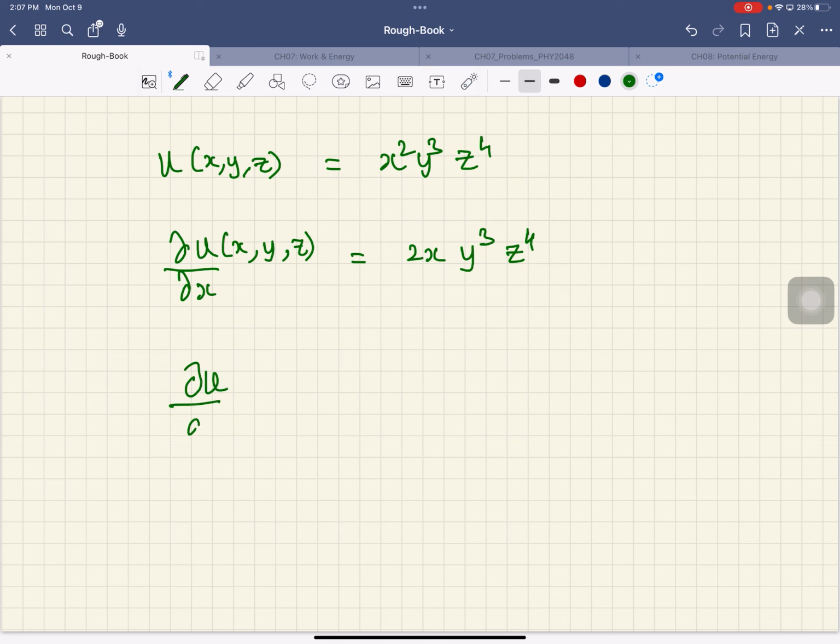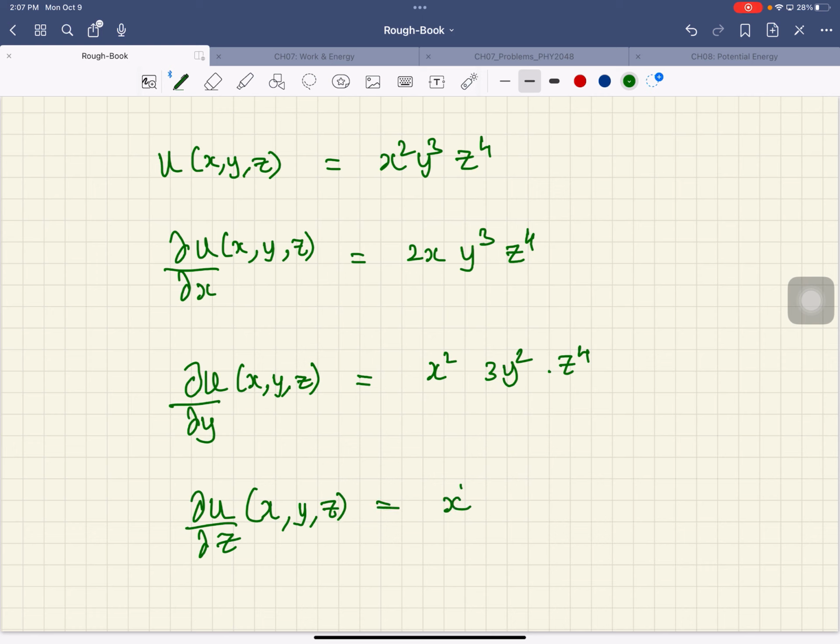What does del u by del y mean? 3x squared y to the second z to the fourth. So x squared, 3y squared, z to the power 4. Yep. Del u by del z. You, my friend. x squared y cubed 4z cubed. Very good.